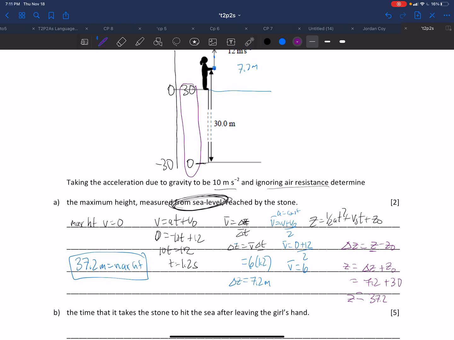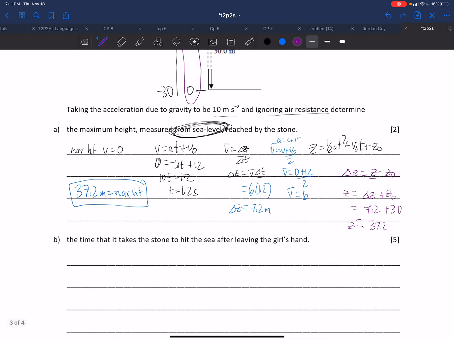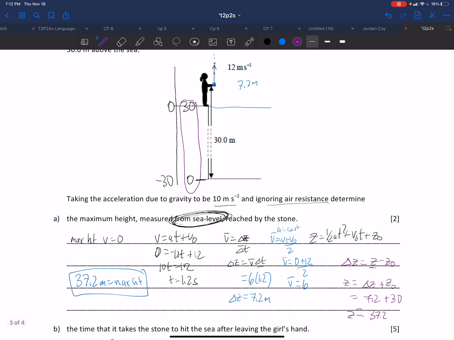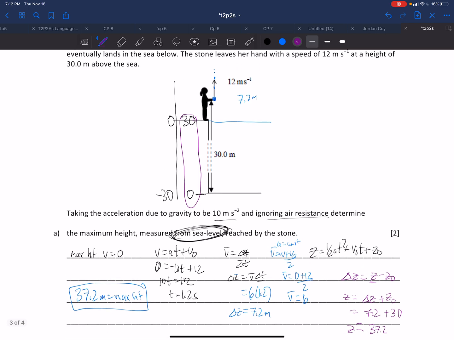The second question is we want the time it takes for it to hit the sea after leaving the girl's hand. We could go right to this and write out our equation. z equals 1/2 at squared plus v0t plus z naught. We want to know how long it takes for the ball to get to the sea. Well, we know how long it takes to go up is 1.2 seconds. And through symmetry, we know it takes 1.2 seconds to get back to that original height.